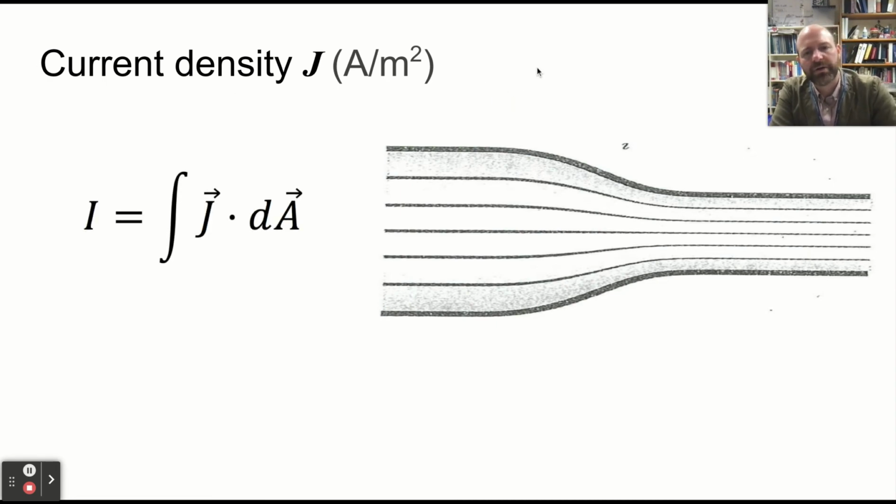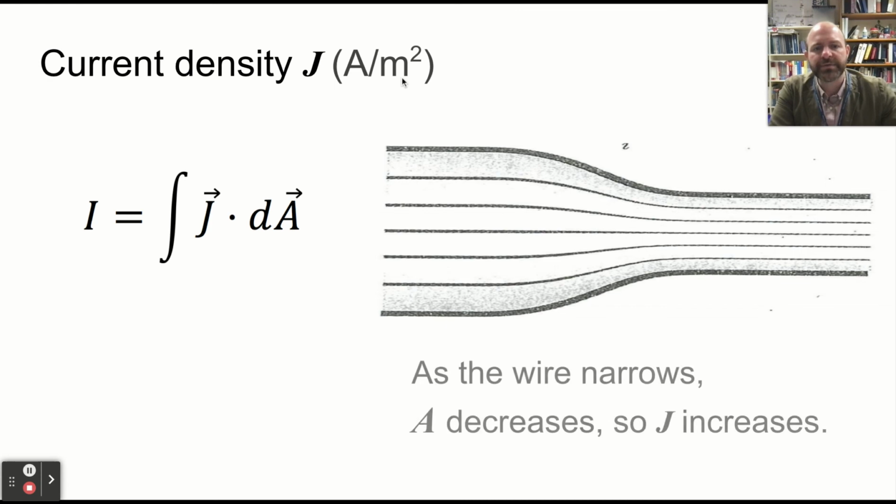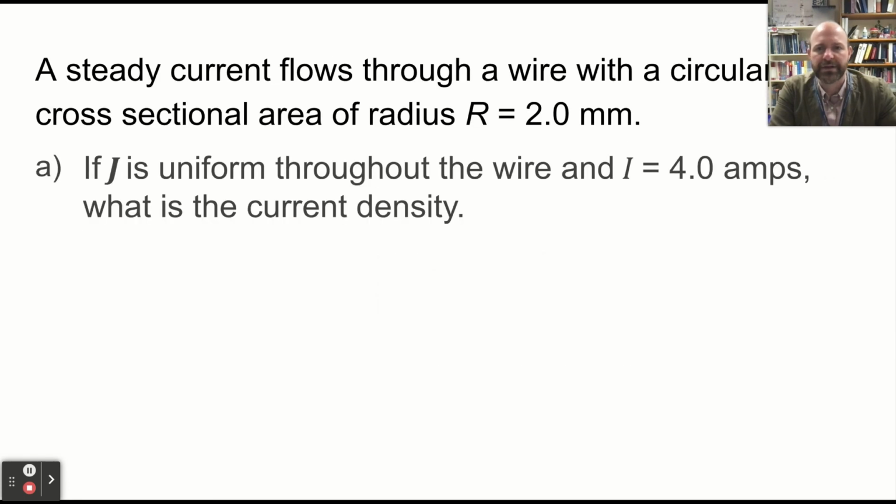We can also talk about current density in its generalized form. Current is defined in terms of the integral of current density dotted with dA. So current density in some ways is a more fundamental idea, how much current per square meter, starting from the molecular view and working our way up. So as the area decreases, the current density increases to maintain that constant current.